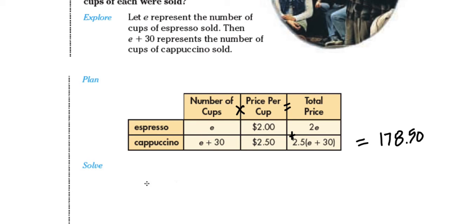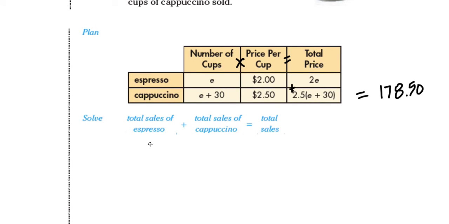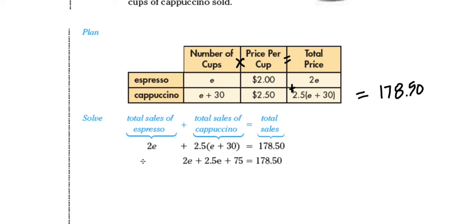If we write this out, the total price of espresso, like we mentioned, plus the total price of cappuccino will be equal to the total sales. Total sales of espresso is 2E. Total sales of cappuccino is 2.5 times the quantity E plus 30, which will be equal to $178.50. And solving this equation, we distribute 2.5 to E and 30, which now becomes 2.5E plus 75.